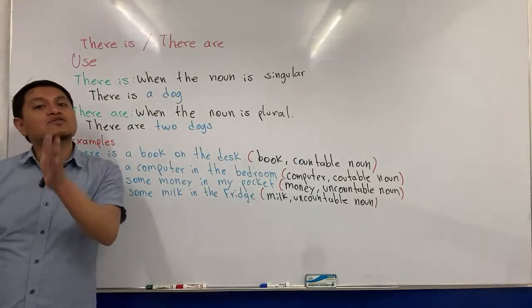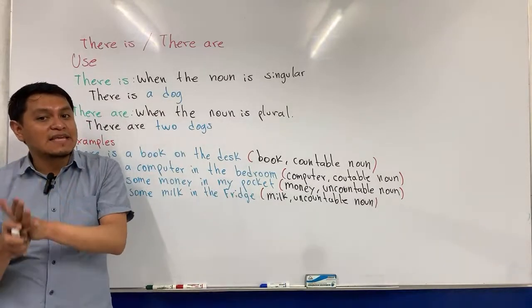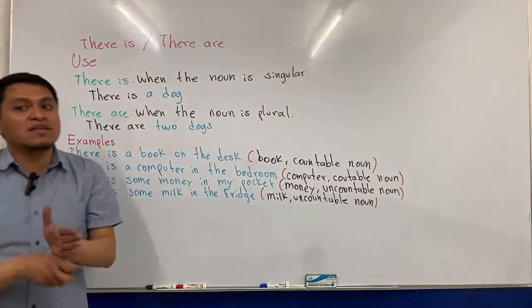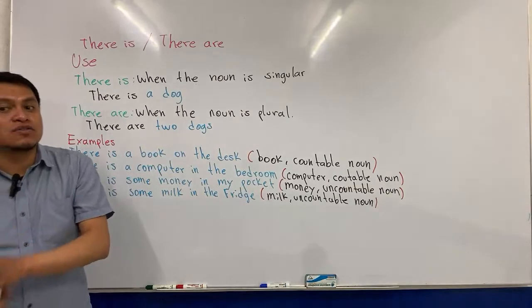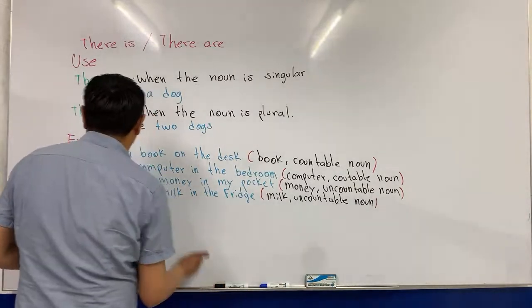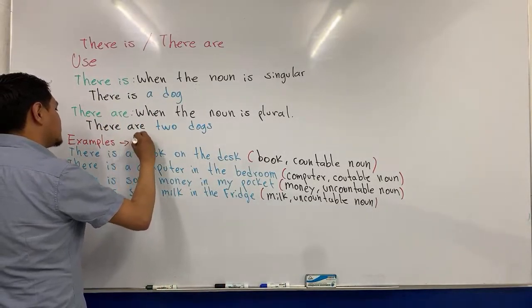And there are is used with plural countable nouns. Look at the following example. Repeat: there is is used with countable nouns. Check this example with there is.